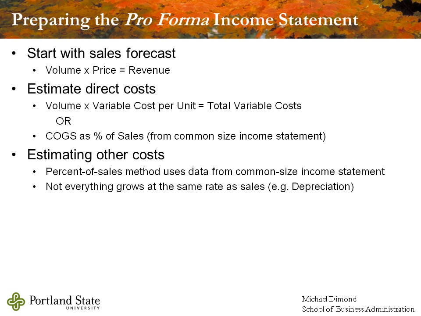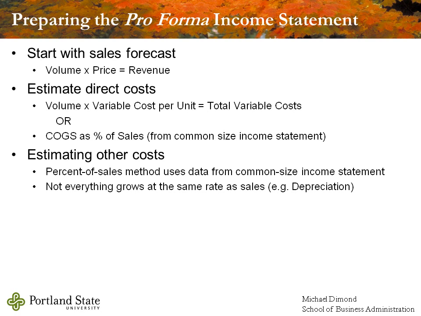In order to prepare a pro forma income statement, we need to start with the top line, the revenue line. This is typically going to be some sort of a function of volume and price per unit. If we know the expected volume that we're going to sell based on marketing projections, and we know the price per unit, we can come up with what that top line is, and then from there we can make estimates of other things. The most accurate way to start to estimate our direct costs is going to be to take the volume sold times the variable cost per unit and estimate our total variable costs.